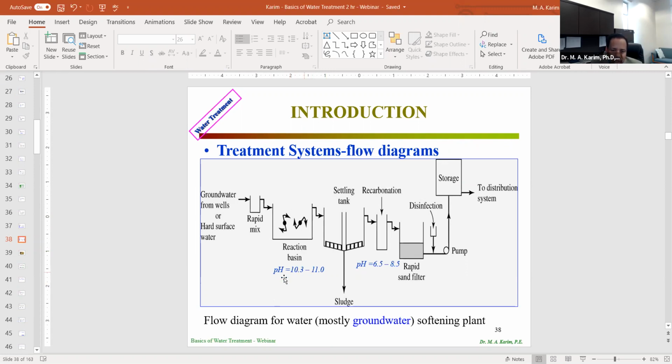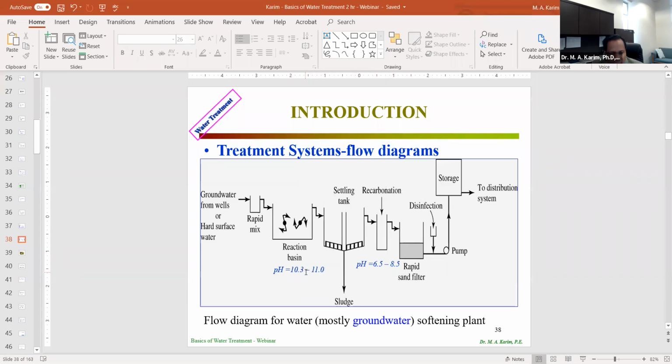Okay, so then the pH is 10.3 to 11. The settling tank settles because of the high pH. It settles the calcium and magnesium carbonate and other things like that. Then it goes here. Then we have recarbonation.